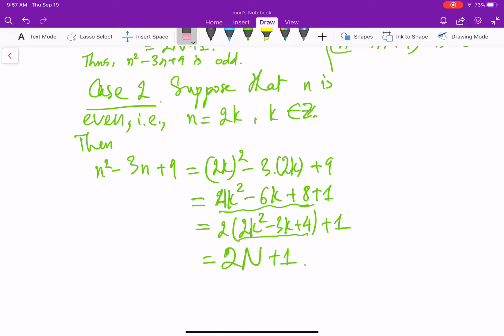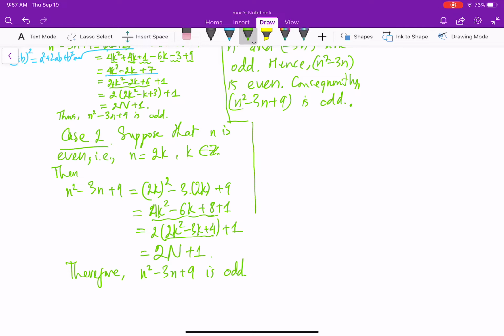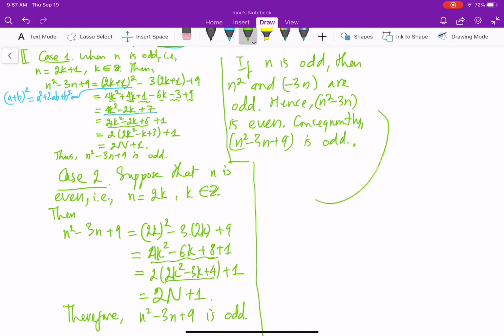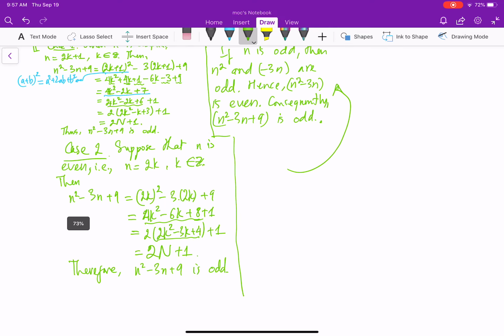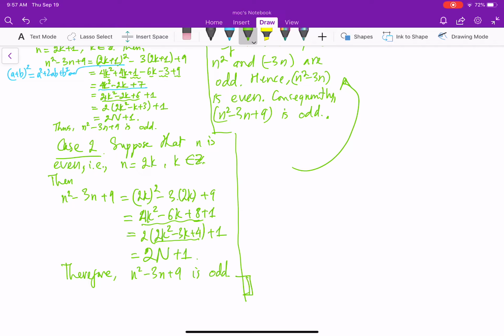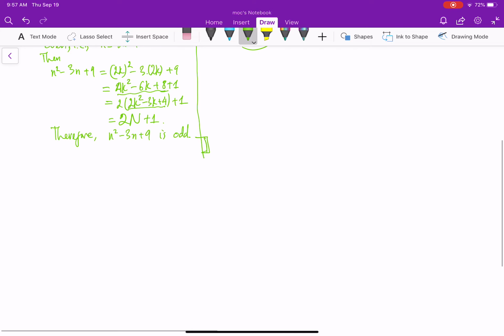Therefore, n squared minus 3n plus 9 is odd. Of course, you can write another proof like this for the other case, so I will leave that to you. Since we consider two cases, we're already done with that, and we close our proof. All right, next problem, example 2.